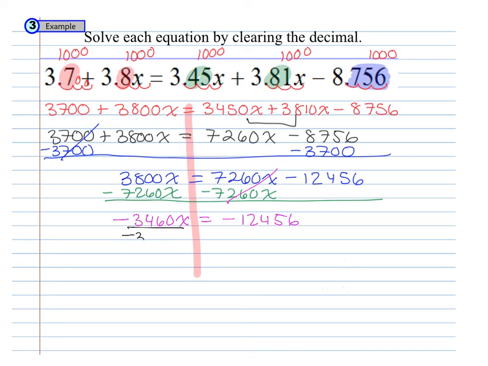Divide both sides by negative 3,460. That becomes an x or 1x. And a negative divided by a negative is a positive. So you should get 3.6. And again, I used the calculator. So you can use a calculator on that part. And that is our answer.